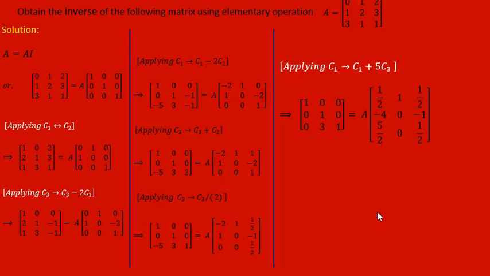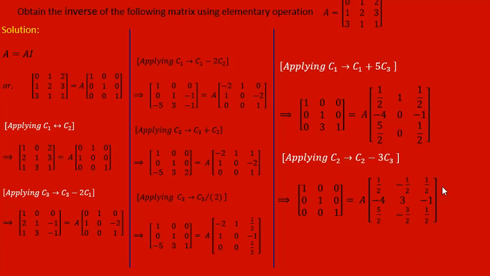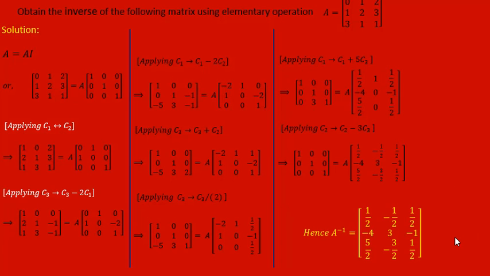So let us do that. Okay, so I will obtain this matrix, then I will subtract 3 times to make this 0, and I will get this matrix. Now you will obtain a unit matrix on the left hand side, and your right hand side is A into B, I will say, and this B is what? B is A inverse. So thus my A inverse is this matrix: 1 by 2, minus 1 by 2, 1 by 2, minus 4, 3, minus 1, 5 by 2, minus 3 by 2, 1 by 2.